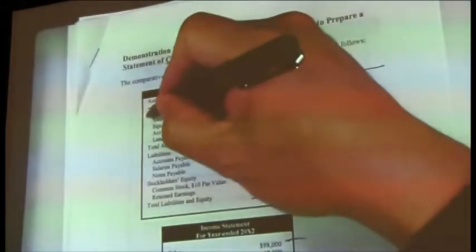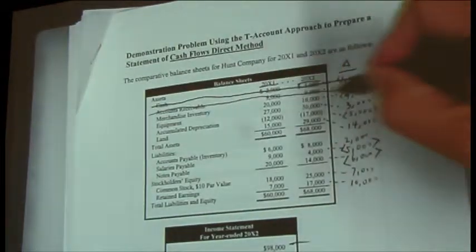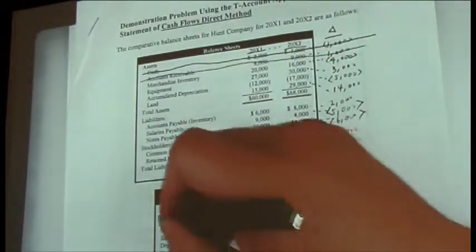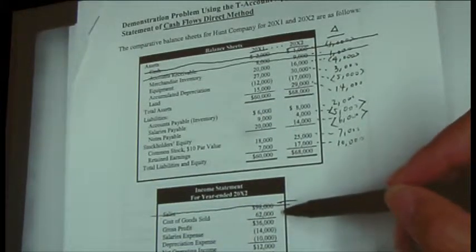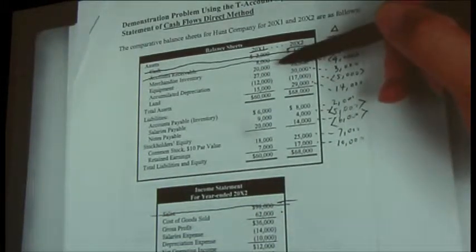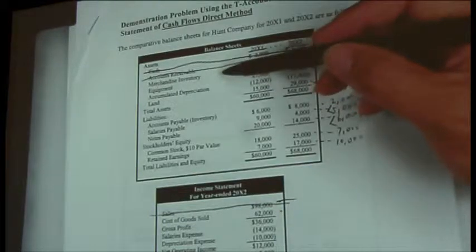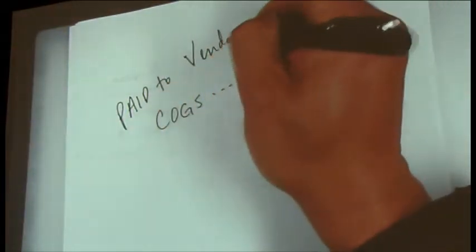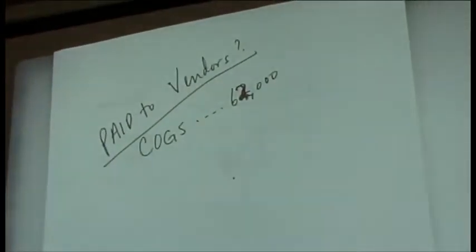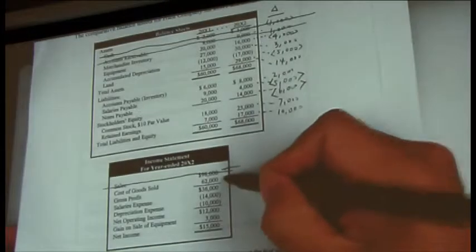Oh, by the way, did you cross out? It's good for your psychology. Cross this out. What to cross out? Sales. So next item is what? Cost of goods sold. What's the next item? Merchandise inventory, right? So what are you trying to achieve? How much cash paid to our vendors? That's the question.